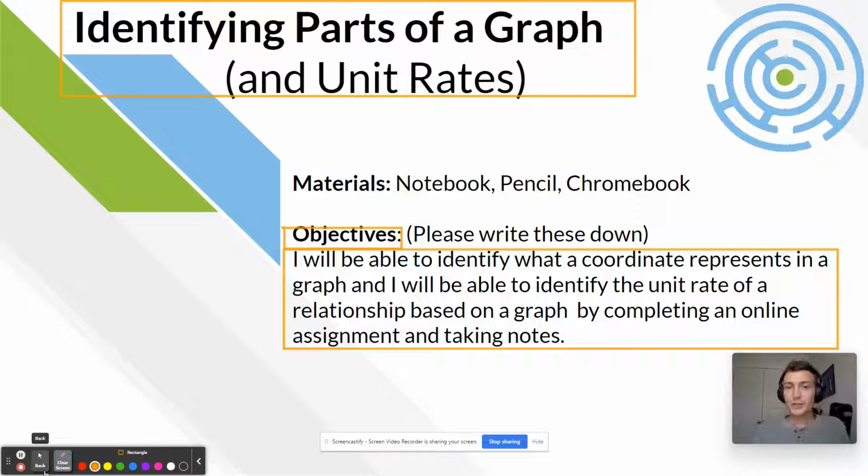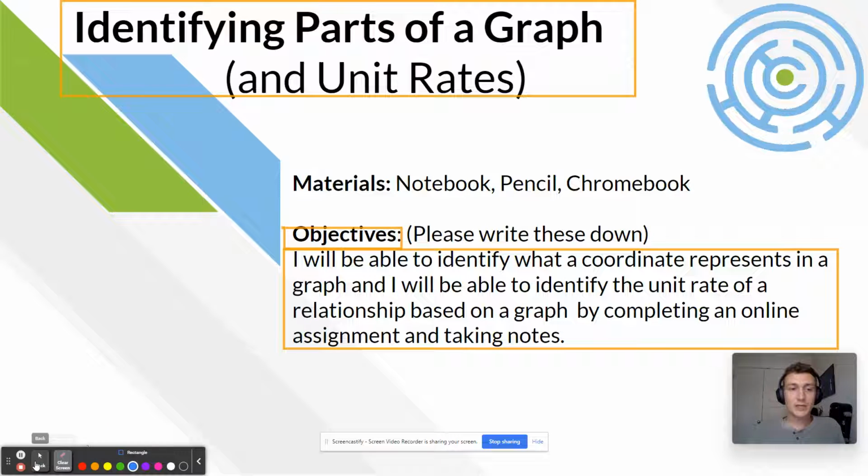Great. So you should have written down the objective. It's only one today, not two. I will be able to identify what a coordinate represents in a graph. And so it is kind of two, the and. I will be able to identify the unit rate of a relationship based on a graph or connected to a graph by completing an online assignment and taking notes.